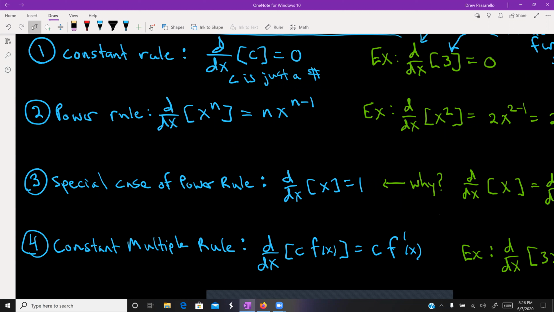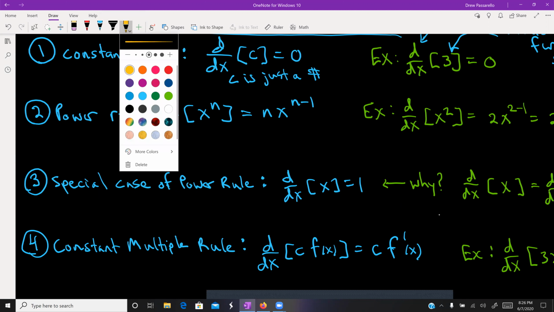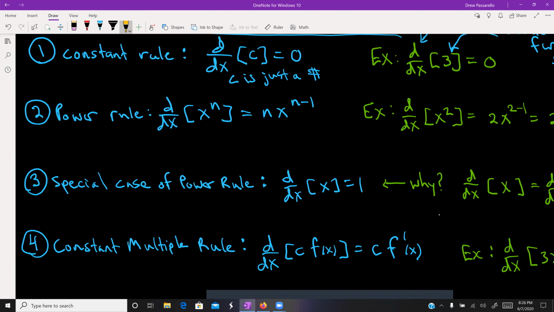I would just have this ingrained, essentially memorized. Hopefully over time, when we do enough examples in the homework and so forth, you'll have these rules memorized, but this one especially. The derivative of x is 1.